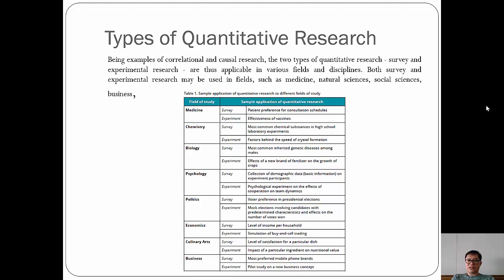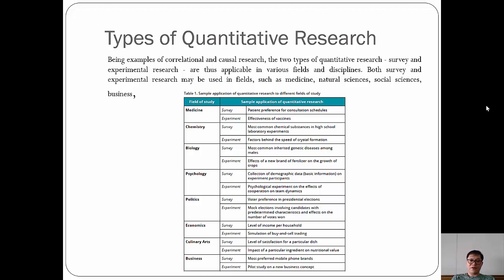The two types of quantitative research, survey and experimental research, are those applicable in various fields and disciplines. Both survey and experimental research may be used in fields such as medicine, natural science, and social science and businesses. So I have here medicine, fields of study, medicine, chemistry, biology, psychology, politics, economics, culinary arts, and business. So I have here, it's either a sample application of quantitative research, it's either a survey or an experimental.